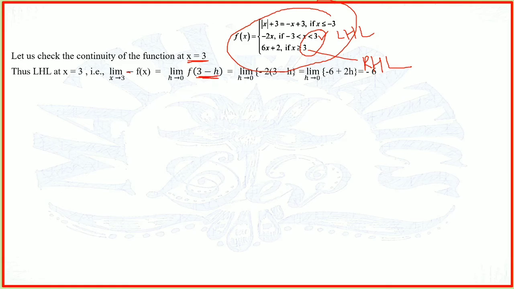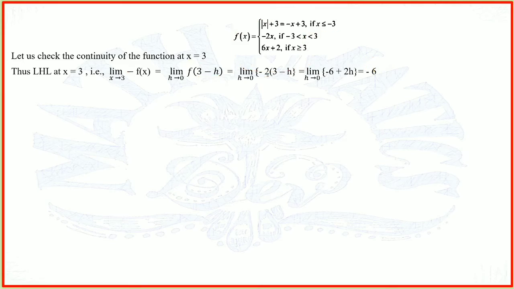Now at this point the value of the function is same, only -2x. So -2 outside, and then into x. X means 3 minus this h. So we put here 3 minus h. -2 into 3 is -6, and then plus 2h. Taking limit, h tends to 0. Clear? So then this is 0, and then we have -6. This is our left hand limit. I hope it is clear. If it is clear, we move towards right hand limit.